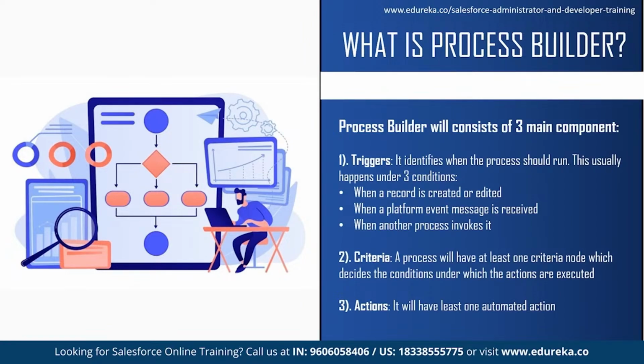Next, coming to criteria, a process will have at least one criteria node which decides the condition under which the actions are executed. And next, a process will have at least one automated action. The actions could be immediate actions or time-triggered actions. So I guess you have some idea about what is Process Builder in Salesforce.